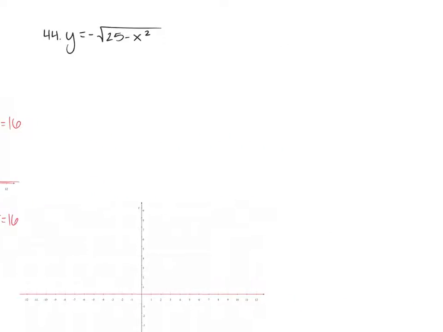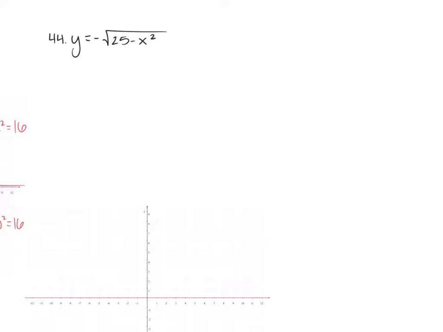Now let's move on to 44. In 44, we're given the equation y equals -√(25 minus x squared). Okay? First thing you need to know, as soon as you see this square root right here, you know you're dealing with a semicircle. And that's important, okay? As soon as you see that square root and you see that it's got an x squared underneath, it's a semicircle. No doubt about it, okay? That's just a standard fact about this.